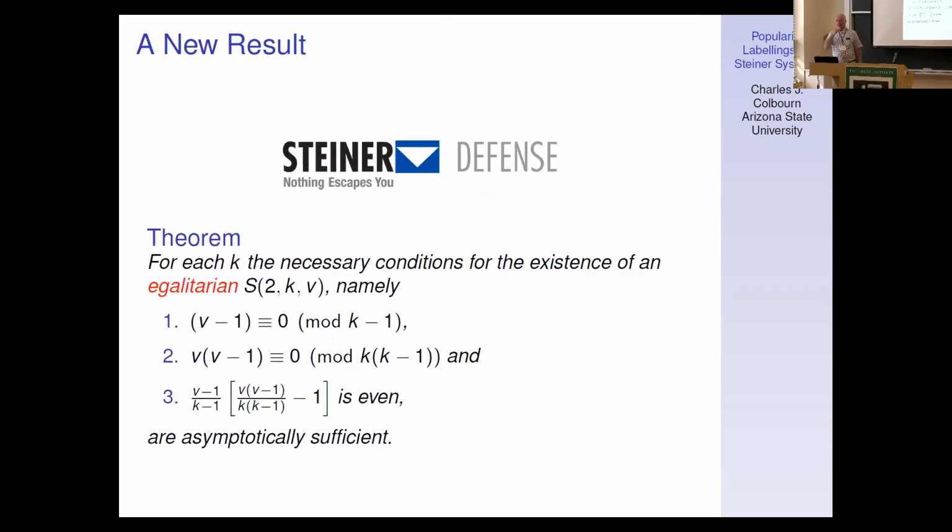Okay. I want to tell you one result. So this is an asymptotic existence result. It shows that if you take the necessary conditions for the existence of an egalitarian S(2,k,v), they're listed here. So the first two are just the standard existence conditions for the S(2,k,v) itself. The last conditions are required for it to be egalitarian, and this condition is asymptotically sufficient.